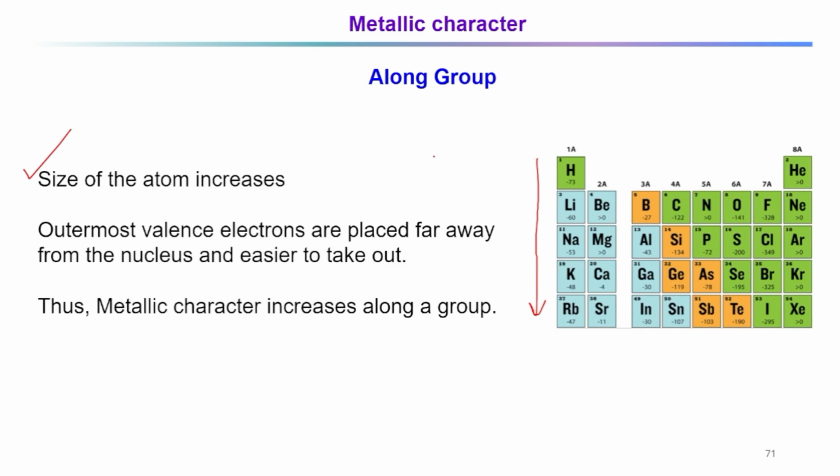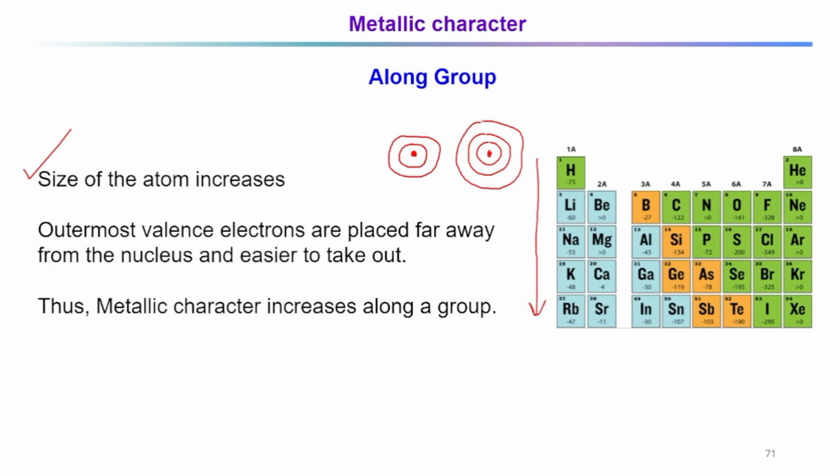Now I will show. Let's suppose in case of lithium, this is the nucleus, and this is the first orbit, and this is the second orbit. Whereas if you take sodium, this will be the first orbit, this will be the second orbit, this will be the third orbit.